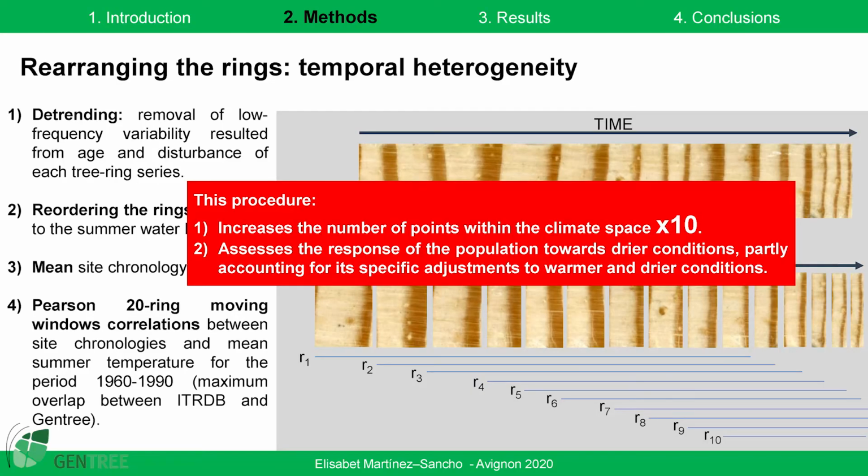So first of all, we increase our number of observations. If we have 200 sites, now we have 2,000 observations. And we also assess how the population adjusts to warmer and drier conditions, because we calculate moving correlations.